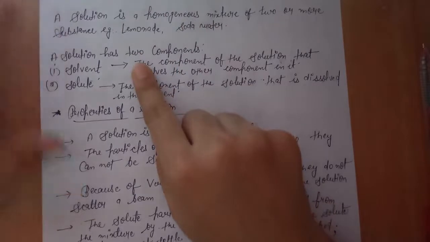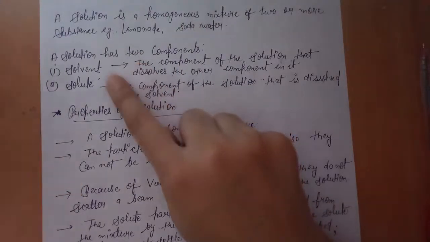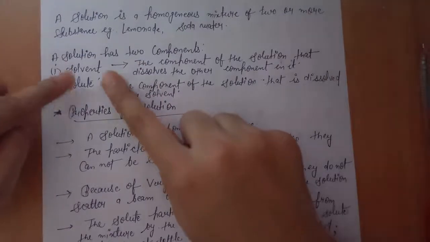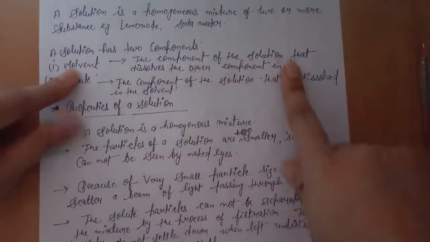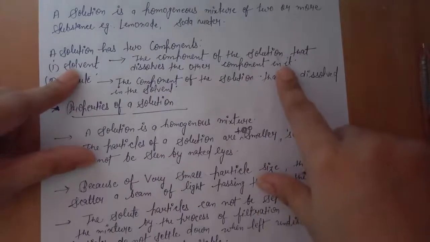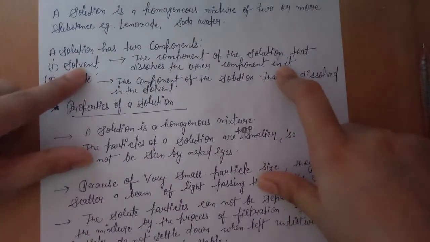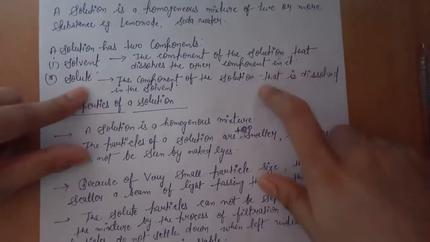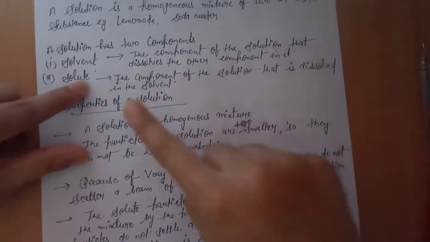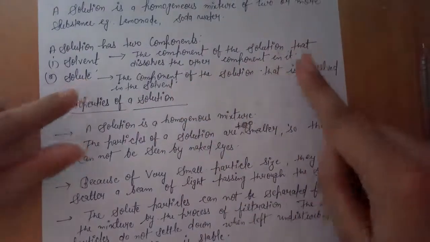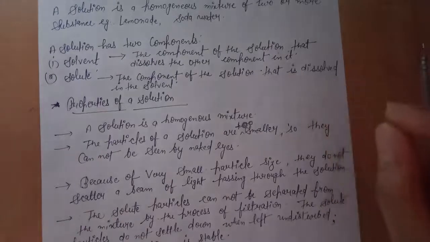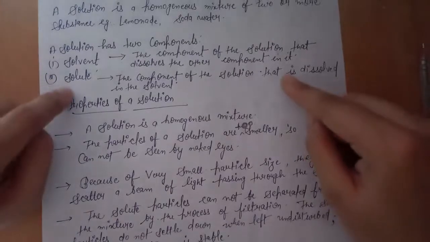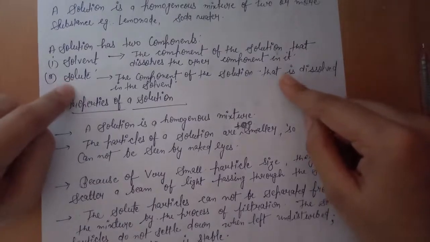A solution has two components, or two types of substance. First is solvent and second is solute. Solvent means the component of the solution that dissolves the other component in it, such as in the solution of water and sugar, water is the solvent. The quantity of solvent is always higher and the quantity of solute is always lesser. Solute means a component of the solution that is dissolved in the solvent, such as sugar is the solute in the solution of sugar and water.